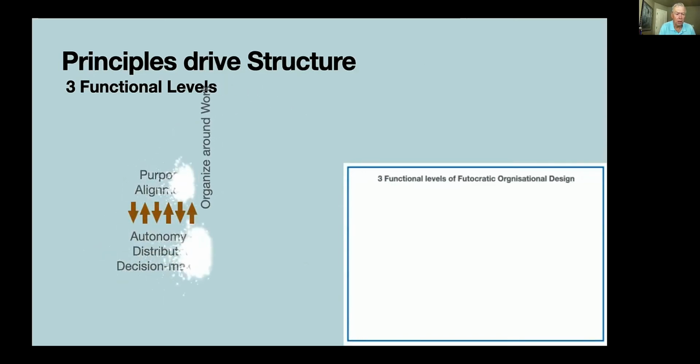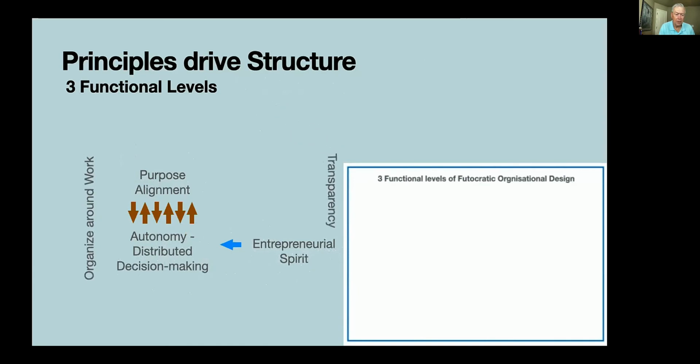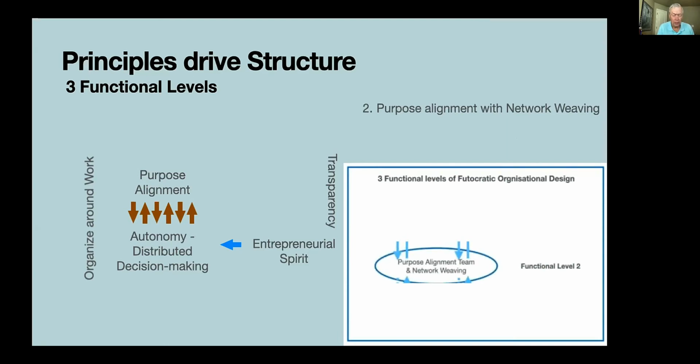We then have a series of principles that are operating collectively and interconnected with how they support each other. But there's also how you actually organize the people, the structure of the organization. We struggled some with what to call this because it's not a hierarchy. The levels of an organization are not your traditional positional levels. We're going to be talking about functional levels of the organization. The first functional level is really the middle, and that's a functional level 2, which is your purpose alignment team. The purpose alignment also does the network weaving. This is a proactive approach to how you keep the organization aligned and also how to really proactively manage the network itself.